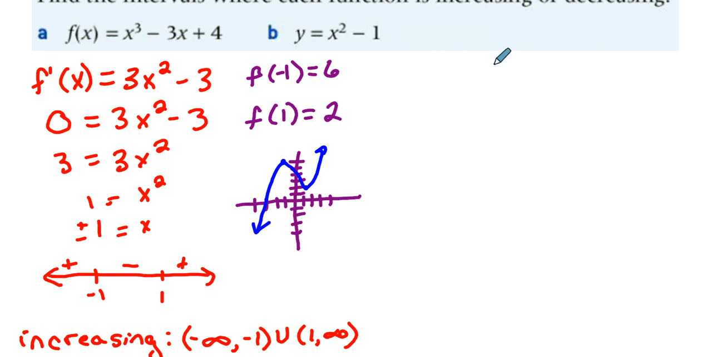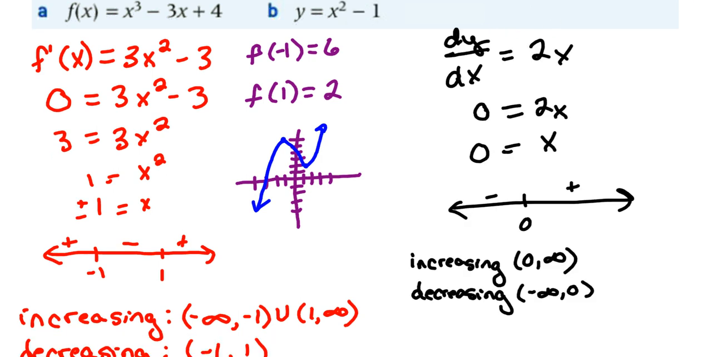So for B, I want you to figure out your increasing and decreasing intervals, and then I want you to sketch a graph of it as well. So your derivative is 2x. So when you solve it, you get 0. When you plug in a value smaller than 0, like -1, it's negative, so your slope is negative. When you plug in a value that's larger than 0, it's positive, therefore it's increasing from 0 to infinity, and negative infinity to 0, it's decreasing.